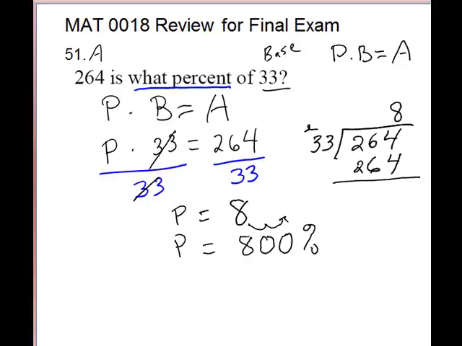Well, 800%, you might be bothered by that. That's really big. Let's see if it's reasonable. Remember, 100% of something would be the whole thing. So 100% of 33 would be 33. So 800% is going to be 8 times this, which is 264. That's reasonable.